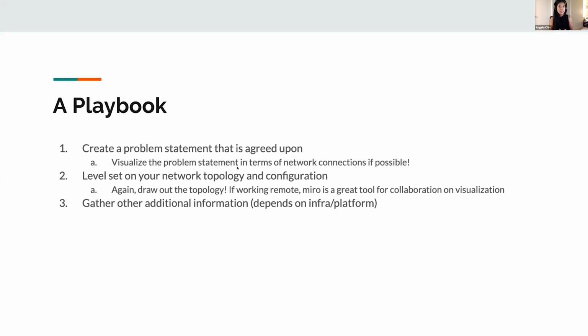After you've level set on your network topology and configuration, the third step in the playbook is to gather other additional information. And I realize that this is a super vague statement, and that's because it really depends on your infrastructure and platform. We all come in here wearing different hats. Some of us may be platform operators, some of us may be application developers, and therefore have access to different levels of information.